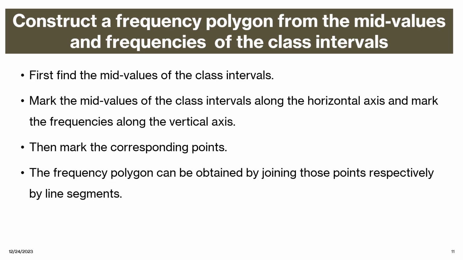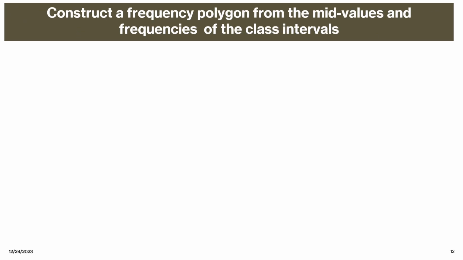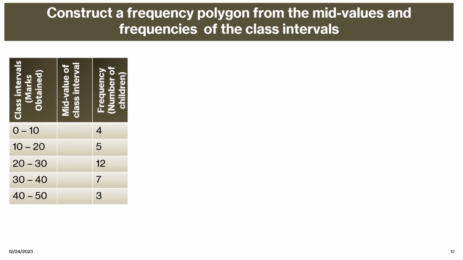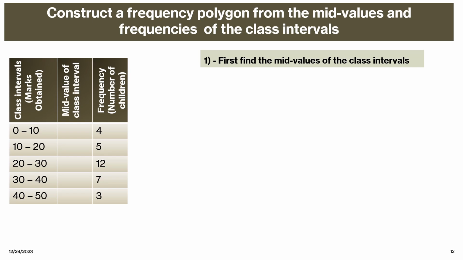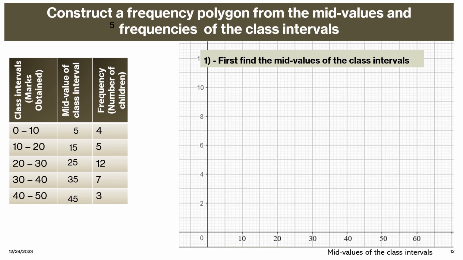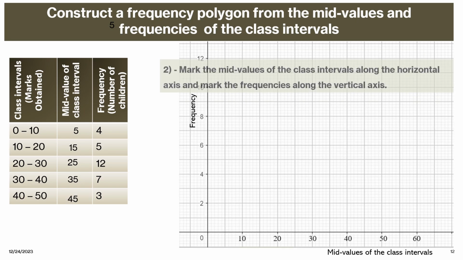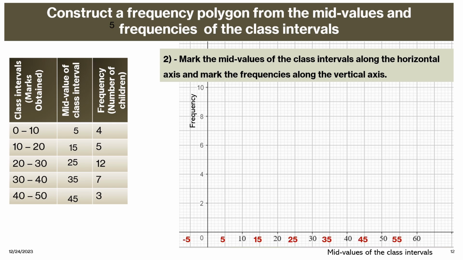Okay, now we will follow those steps that you have read to get the frequency polygon using the mid values of the class intervals. First, find the mid values of the class intervals given. 0 to 10 is 5, 10 to 20 is 15, 20 to 30, 25, 30 to 40, 35, 40 to 50, 45.